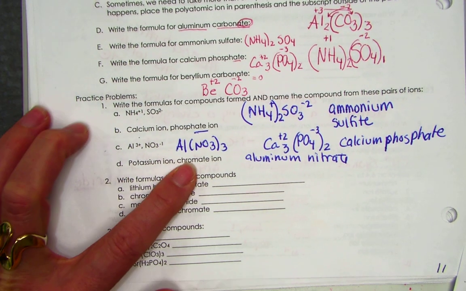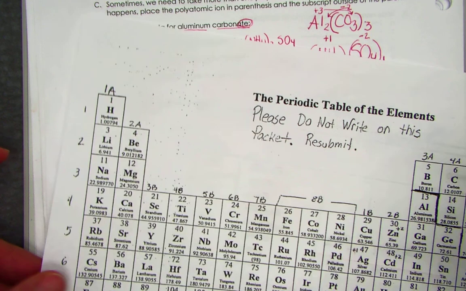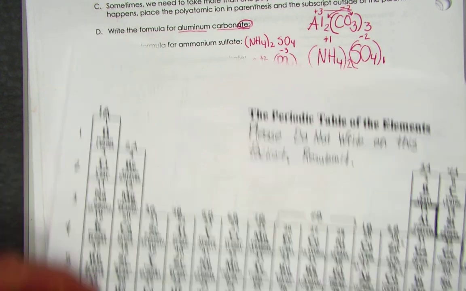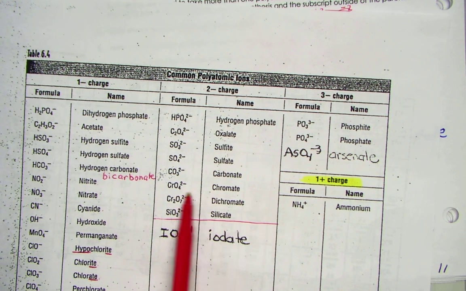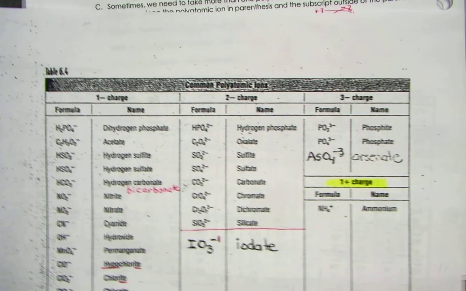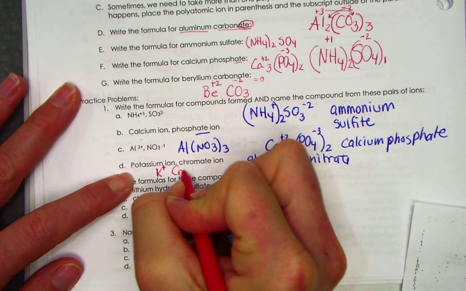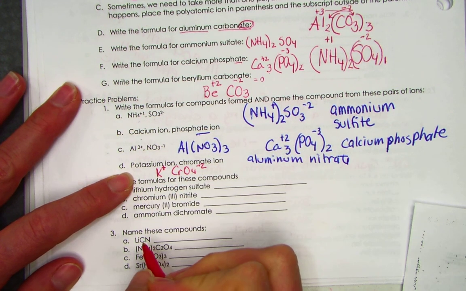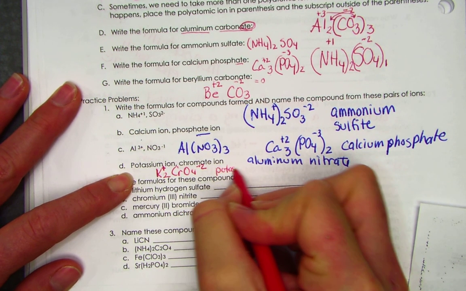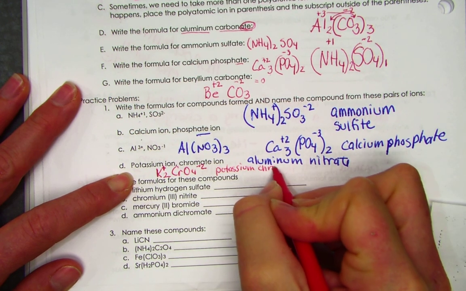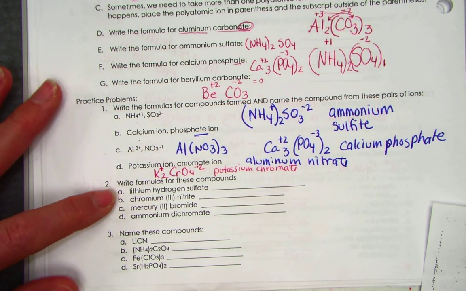Potassium ion with the chromate ion. Potassium, he's an element found in the first column. Potassium's a +1. Hooked to chromate. See that ATE, the sound of a polyatomic ion. Chromate is CrO4, 2 negative. Potassium is K +1. Chromate, CrO4 -2. When I crisscross, I get K2CrO4, and we'll name that potassium chromate. K2CrO4 is called potassium chromate.